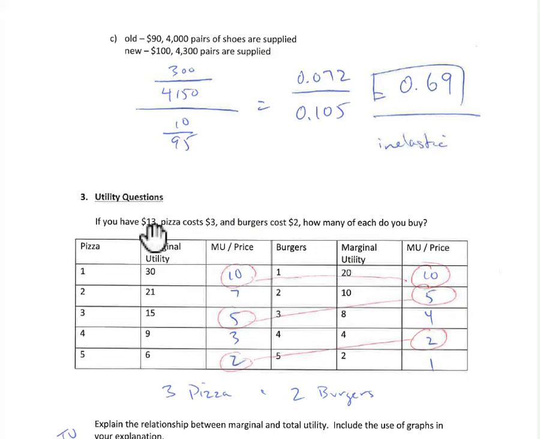Okay, so with my $13, my maximization of utility comes at 3 pizzas and 2 burgers. I'll go these 2, that one, and then these 2, and then that's all the money I have. So I'll get 30 utility here, 21 utility here, and 15 utility here. Then I'll get 20 utility here, and then 10 utility there. So spending $13 on pizza at $3 and burgers at $2, I'd maximize utility consuming 3 pizzas and 2 burgers.